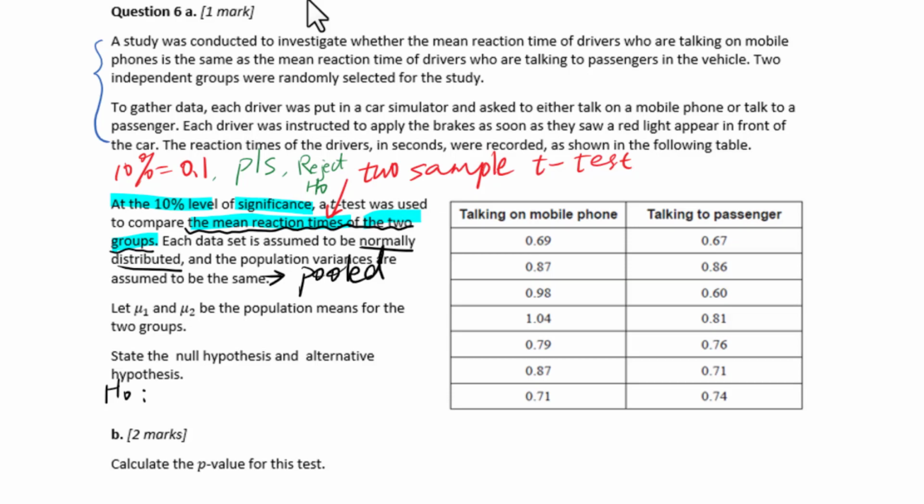Null hypothesis H0, mu1 equals mu2. Alternative hypothesis H1, mu1 is not equal to mu2. So we assume this is mu1, this is mu2. Calculate the p-value for this test.